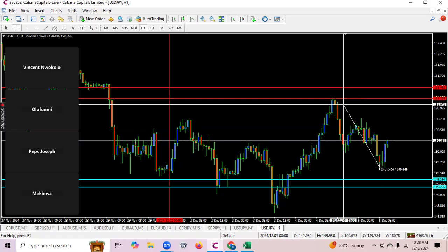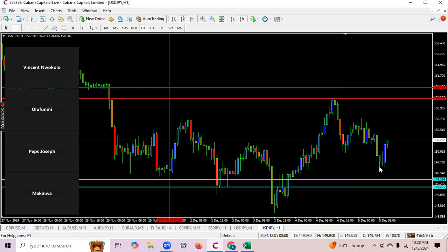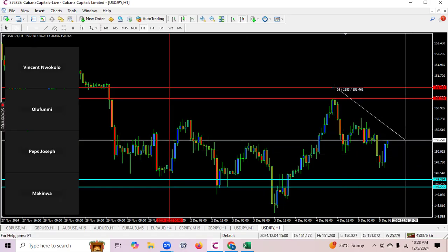Though your target is here, if you still want to hold on to that trade, you should have closed 70 to 80% of the profit you've made. Are you getting me? This is not the best price to sell, because if you sell from the current market price, your stop loss will still be at this level, about 118 to 120 pips away, and you are targeting this area. So your risk is higher than the reward. It won't make sense.